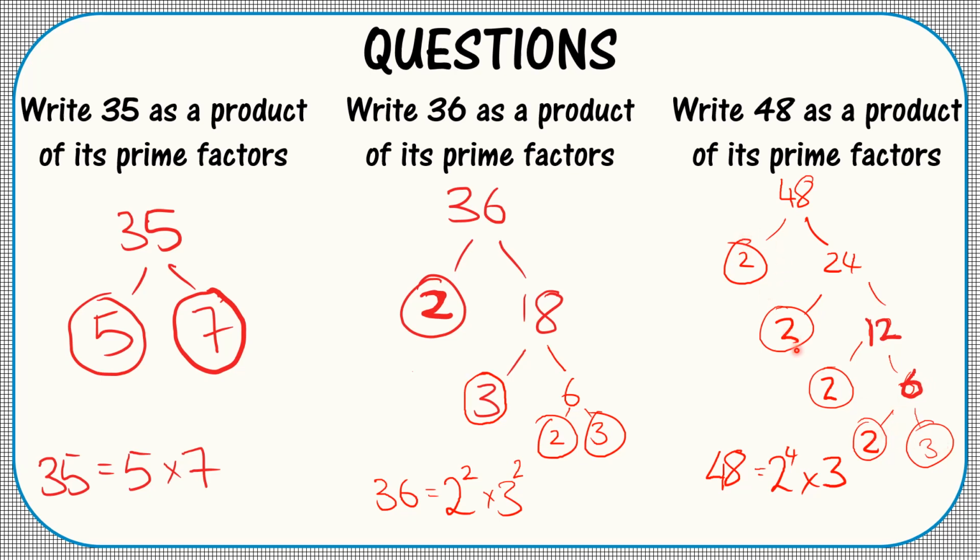You collect all the 2's. So there's 1, 2, 3, 4. Four 2's, so it's 2 to the power of 4 multiplied by 3. 2 times 2 is 4, 4 times 2 is 8, 8 times 2 is 16, 16 times 3 is 48, which was our original number.